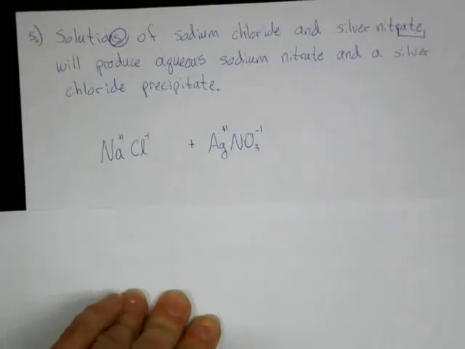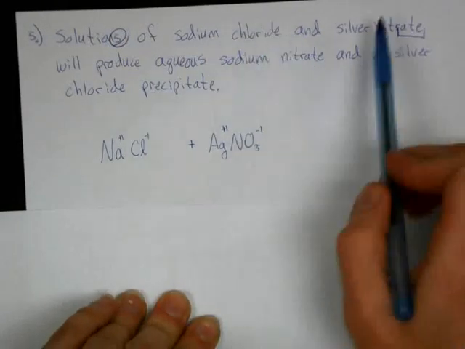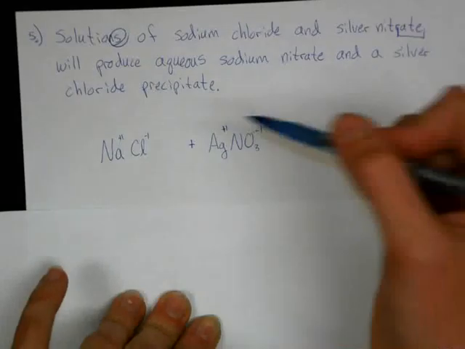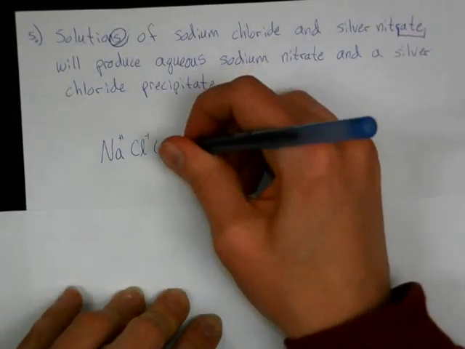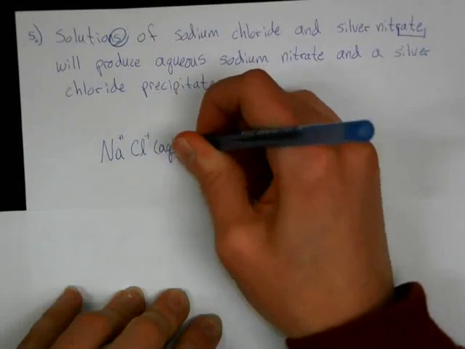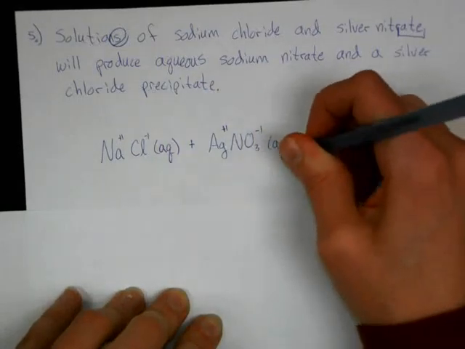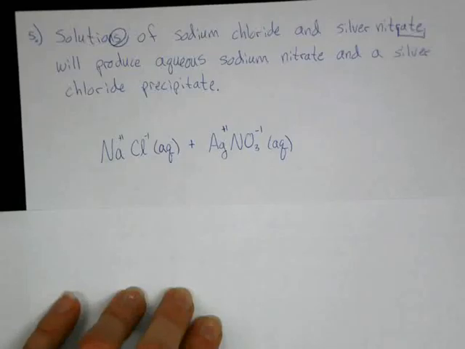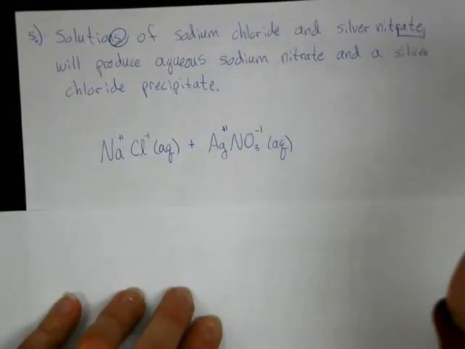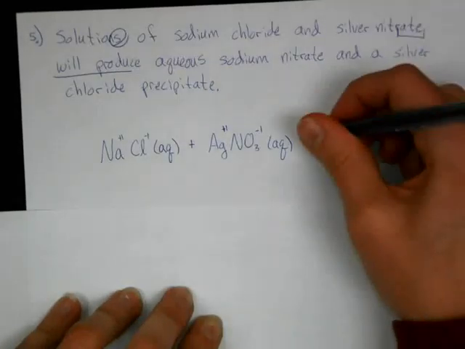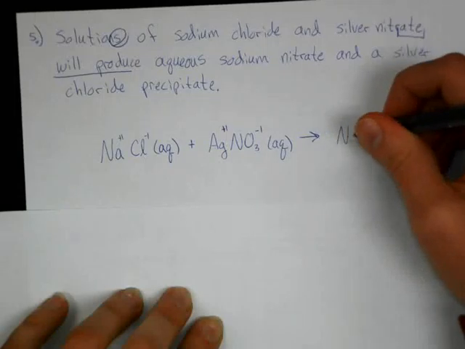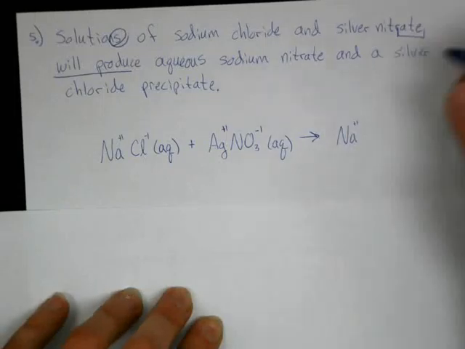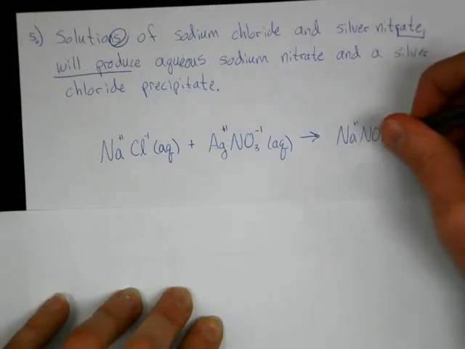Now, let's look at our states of matter for those two. It says solutions, plural. Plural solutions of sodium chloride and silver nitrate. That means that both of these substances are solutions, which means that they are aqueous. They will produce, so I'm going to draw my arrow, aqueous sodium nitrate.